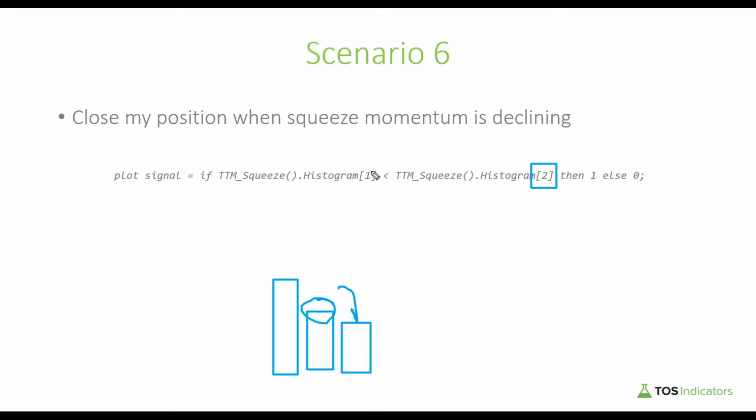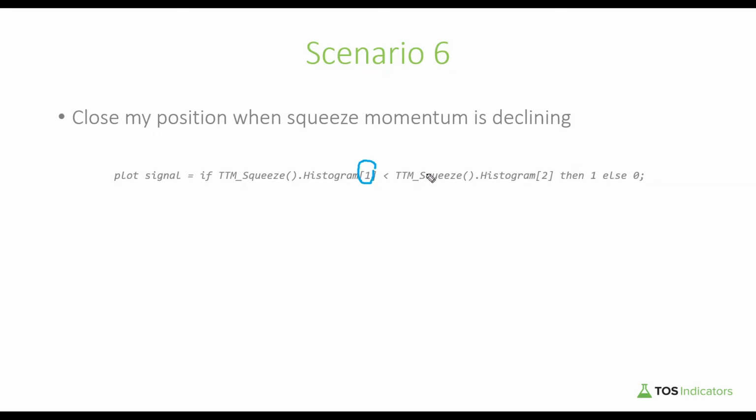But that's why we're checking to see whether or not our histogram bar in that previous candle was less than the candle before it, so that we know that, hey, it's starting to decline and we'd like to get out, because our squeeze histogram is really telling us that the momentum now is shifting a little bit, or at least away from our bullish position.